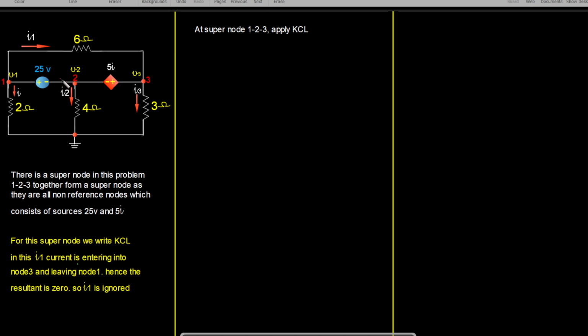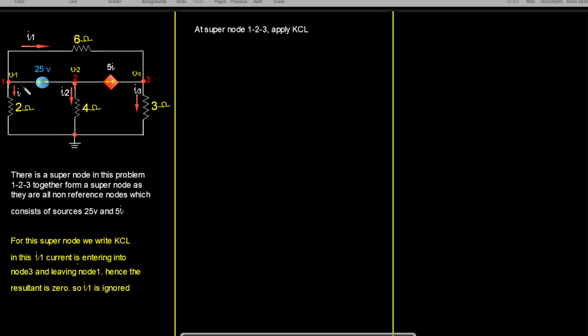So here we have this problem. We mark the currents I1, I2, I3 which are flowing through the resistors 6 ohm, 4 ohm and 3 ohm respectively. We know that there is a super node in this problem. Nodes 1, 2, 3 together form a super node, as they are all non-reference nodes which consist of the 25 volt source and the 5i source, which is a dependent source.